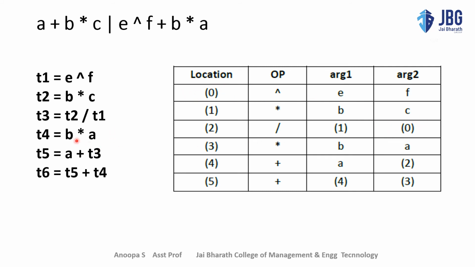Next is b into a, I have given b to a. Then I have a plus t3. Instead of t3, this is t2 by t1, which is location 2. I have given the location 2 here. So similarly, instead of giving that particular temporary variable, I am giving the location number.